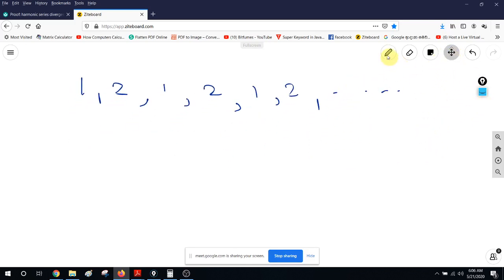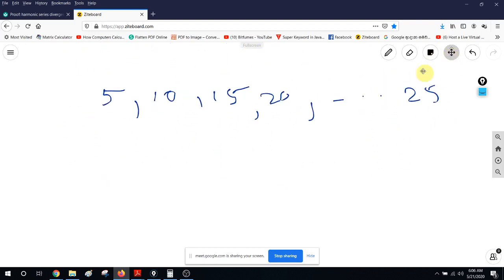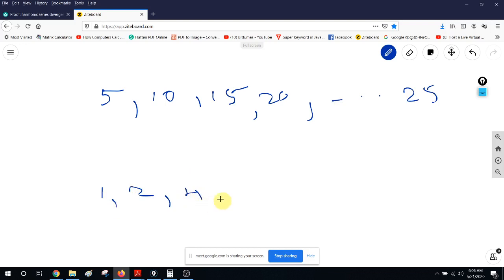Let's take another one, something like this: 5, 10, 15, 20. What is the next one? It is going to be 25. Again, you can see a pattern. Let's take another one, something like this: 1, 2, 4, 9, 16. So what is the next one?